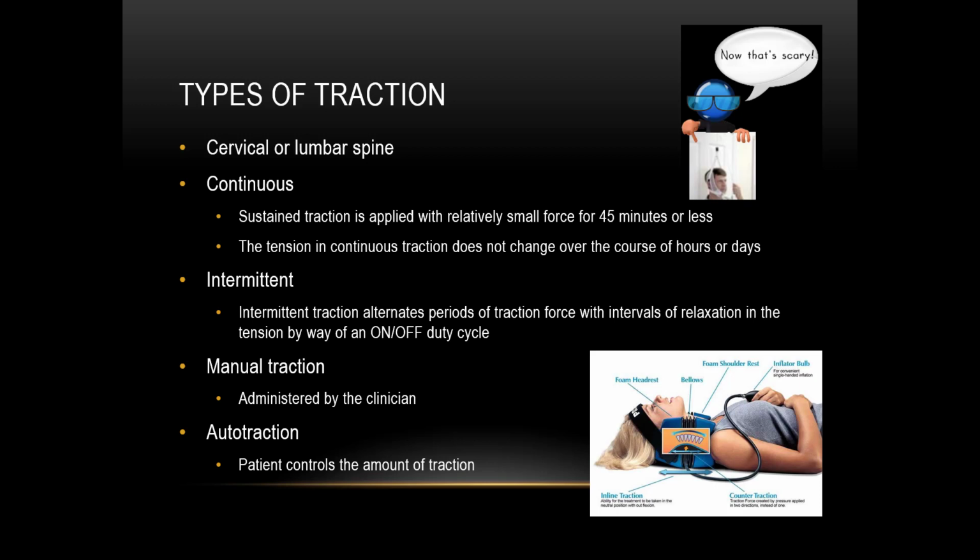Continuous traction is performed when a sustained traction is applied with a relatively small force for 45 minutes or less. The tension in continuous traction does not change over the course of hours or days. Intermittent traction is performed with alternating periods of traction forces, with intervals of relaxation in the tension by way of an on-off duty cycle. Manual traction is administered by the clinician. Auto traction occurs when the patient controls the amount of traction. The patient can perform auto traction by using gravity or by specific positioning of the body.